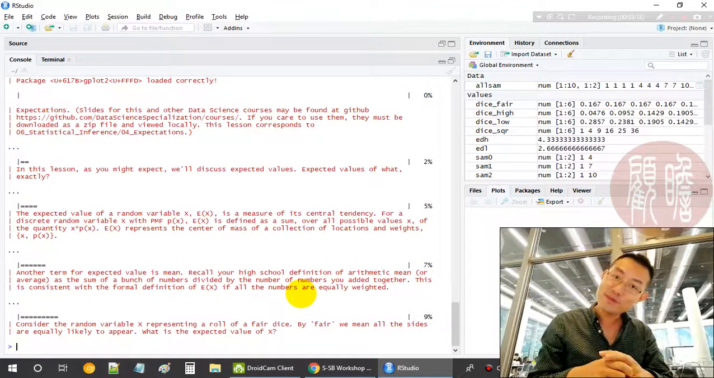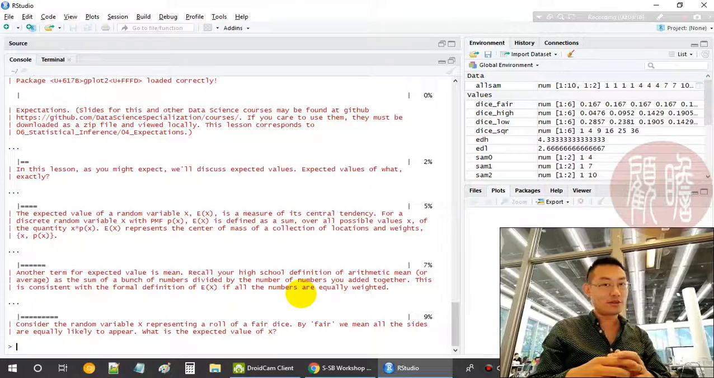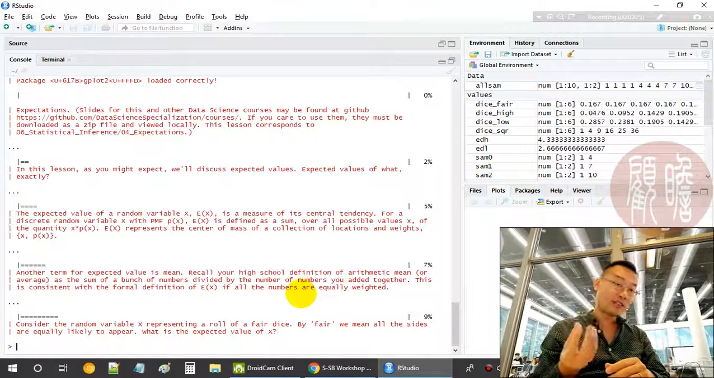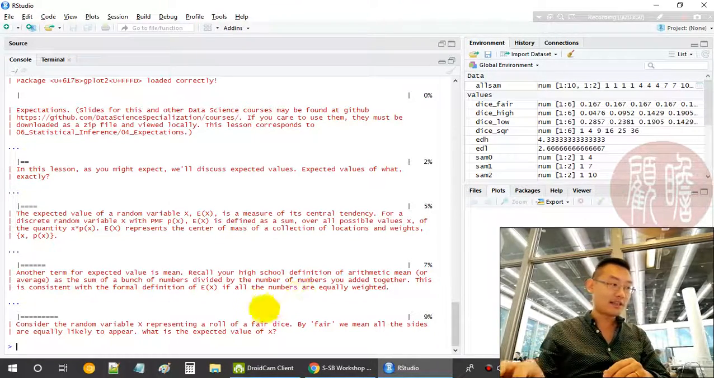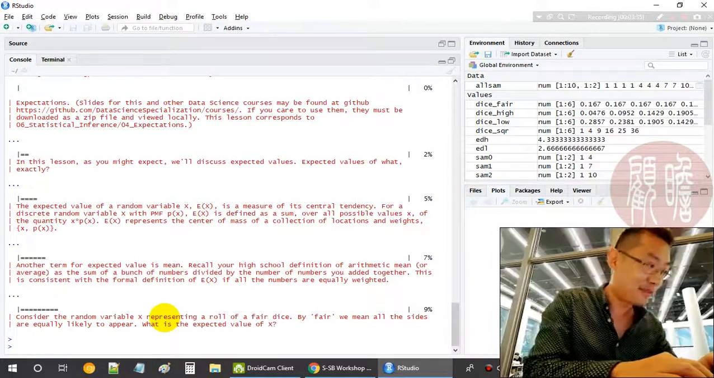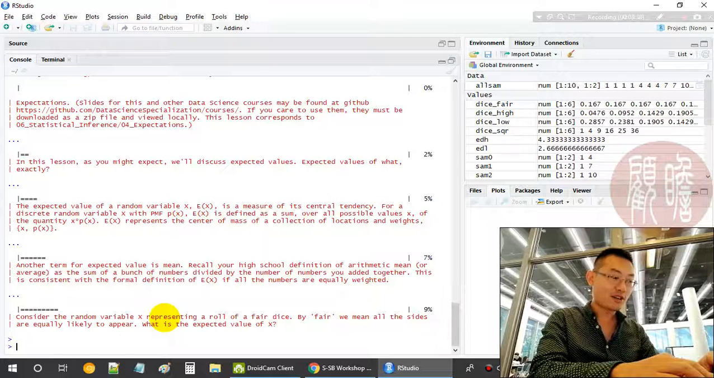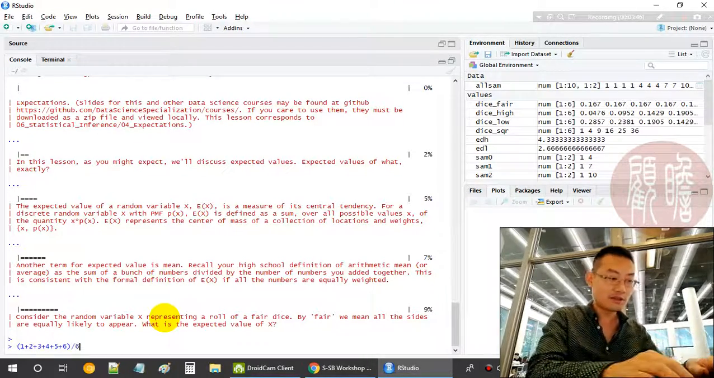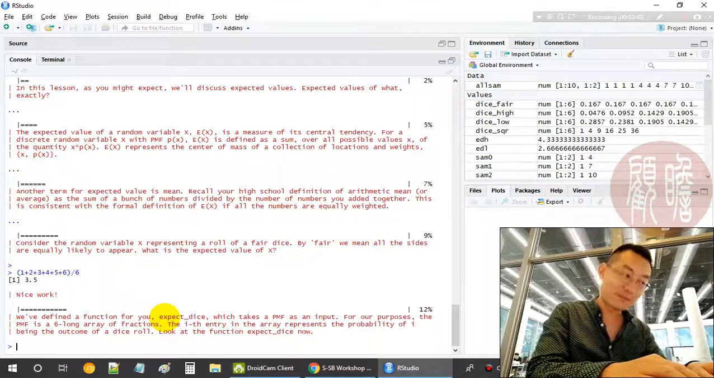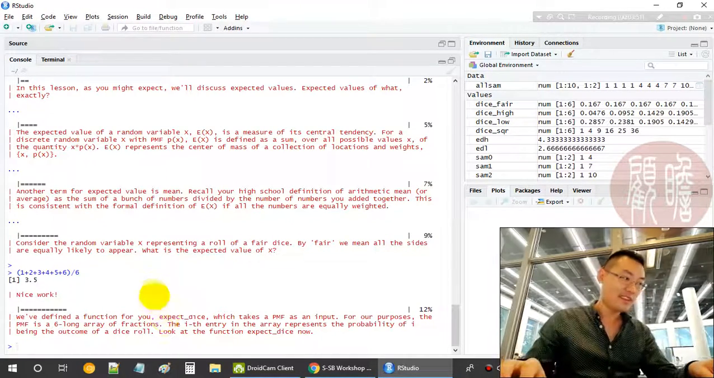That value will be 1 + 2 + 3 + 4 + 5 + 6 divided by 6, because the chance to get each face is equal, which is 1/6. So it's called a fair dice: each side is equally likely to appear. So this is the expected value of X. 1 + 2 + 3 + 4 + 5 + 6 divided by 6 is 3.5. That is the expected value.